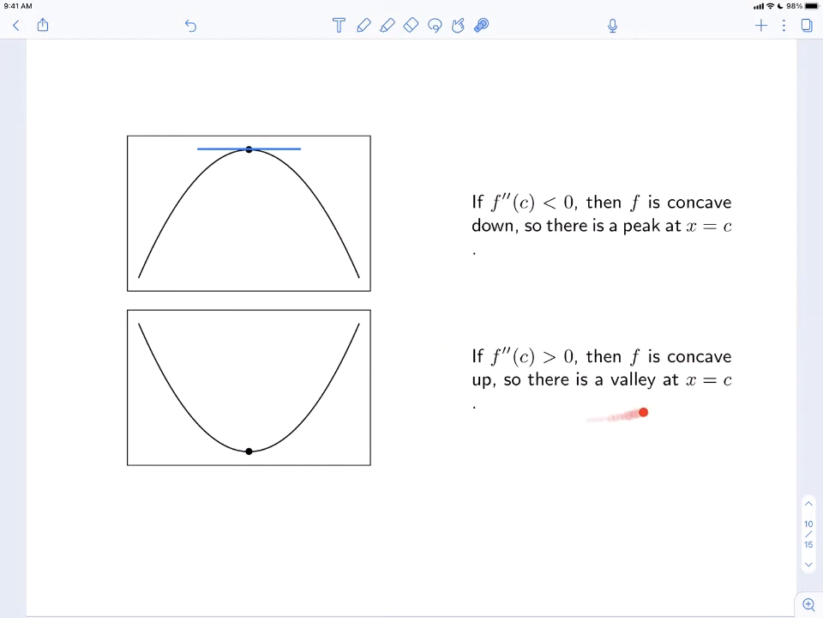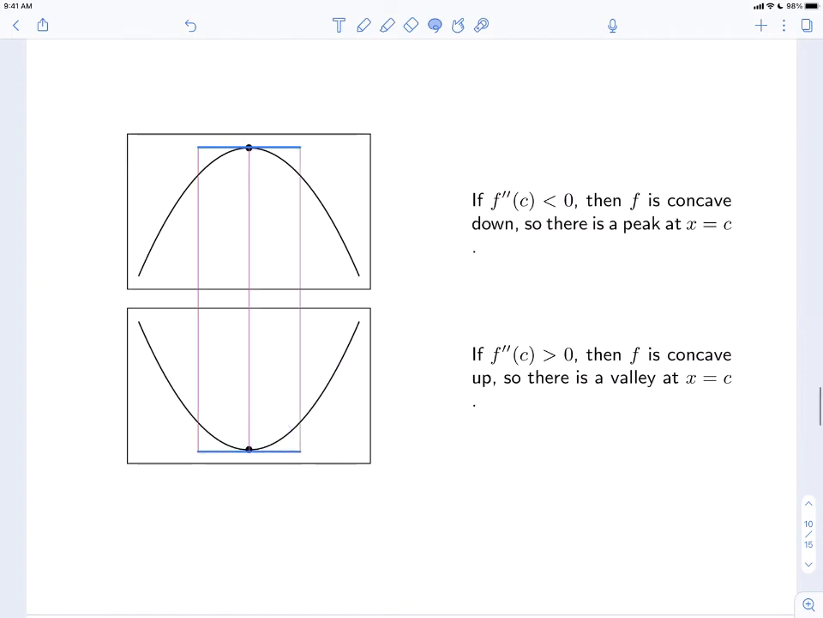And similarly, if the second derivative is greater than 0, remember we're assuming that your second derivative is continuous, so you're not going to have any jumps. So you know you have a horizontal tangent line there, and you want to check to see if it's a local max or a local minimum. Well, if you know that it's concave up, then it must be the base of a valley. So it must be a local minimum.